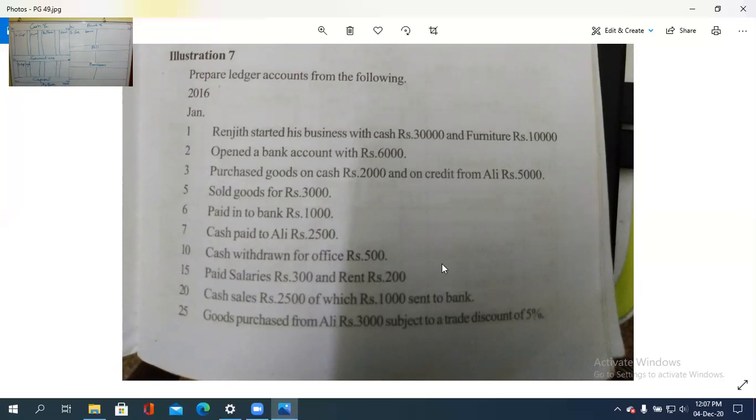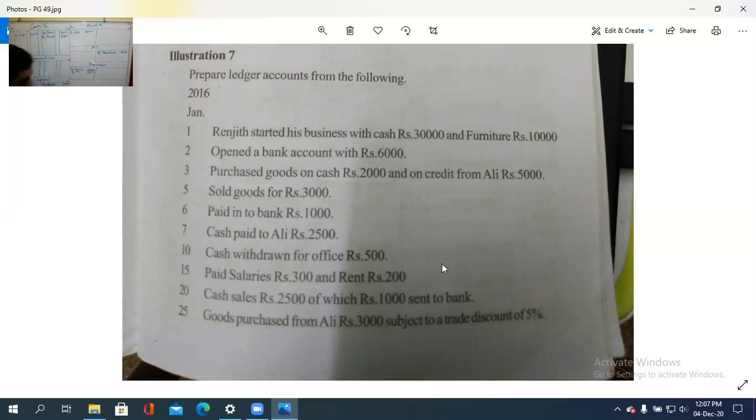So purchase account debtor to cash. So purchase account debit side to cash. How much is it? 2,000. And cash account credit side by purchases 2,000. And one more thing, credit purchase made. So purchase account debtor to Ali. To Ali, how much is it? 5,000. And Ali credit by purchases 5,000.